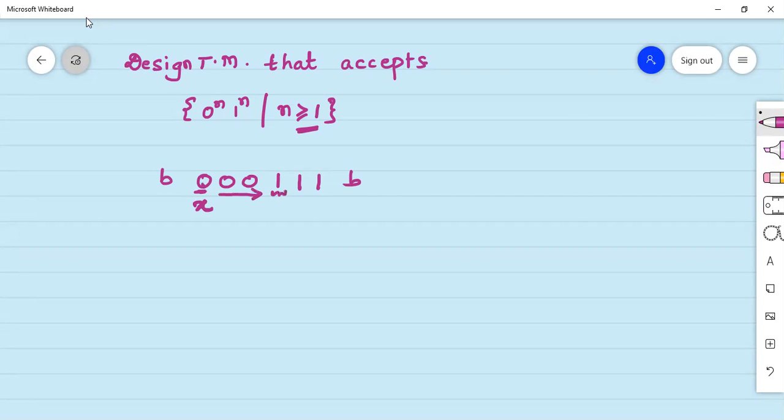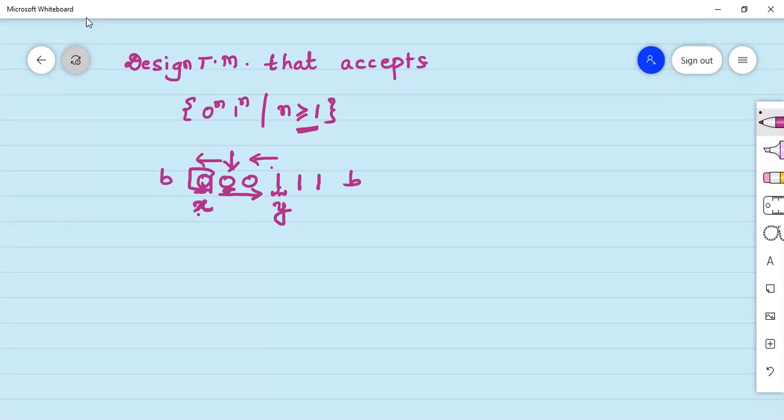So for this 0, I have found a matching 1. I'm going to replace it with y. After doing that, I'll come back and again search for the leftmost 0. If you remember, the earlier 0 doesn't exist anymore; it has become x. So again, I find this leftmost 0. How do I know this is the leftmost 0?